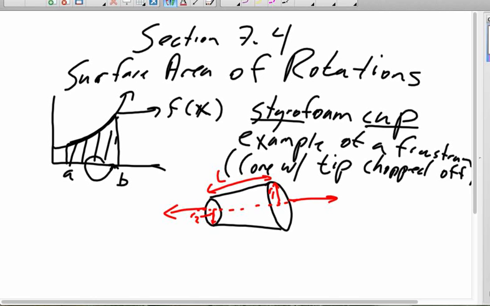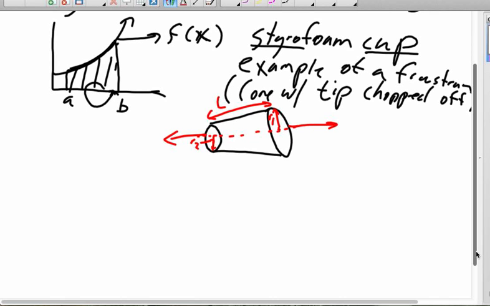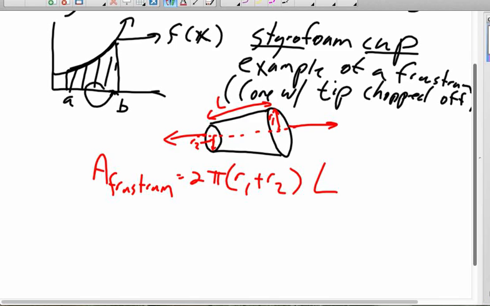And the formula for the area of a frustum is 2 pi times R1 plus R2, times L, which is this slant distance here.